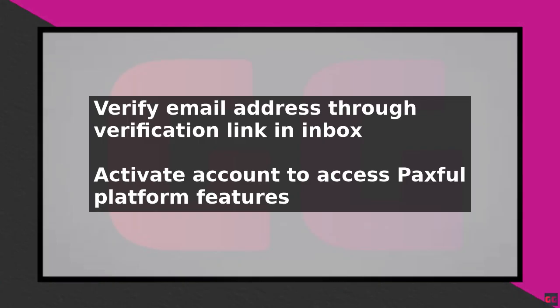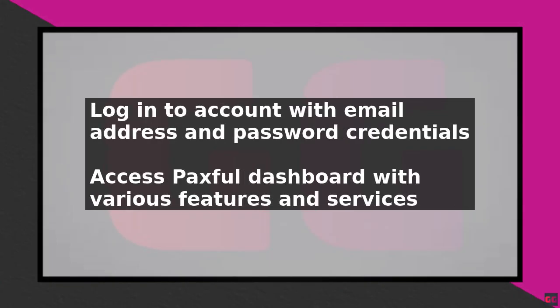To open your Paxful wallet, click on the Wallet tab on the top navigation menu. This will take you to the Wallet page, where you can view your account balance and transaction history. On this page, you can also send and receive cryptocurrencies, such as Bitcoin.